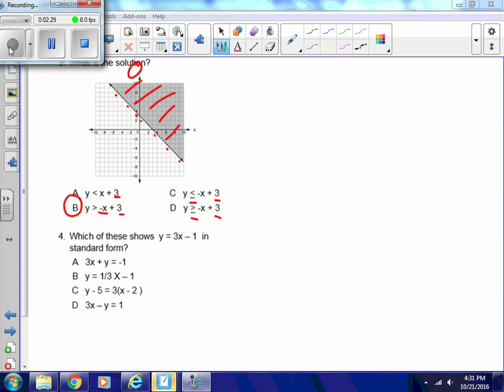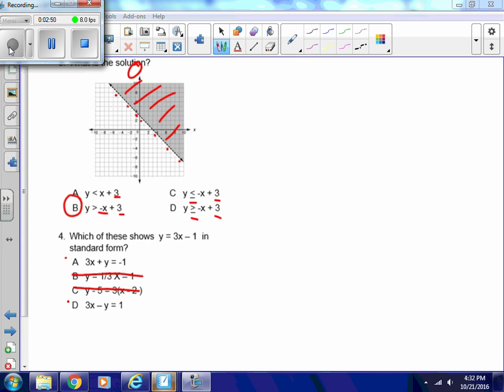Number 4, which of these shows y equals 3x minus 1 in standard form? No guessing allowed. We need to do the work. Well, I get to rule out choice C, because guess what? That's not in standard form. And choice B, that's not in standard form. So I've got to decide between A and D.